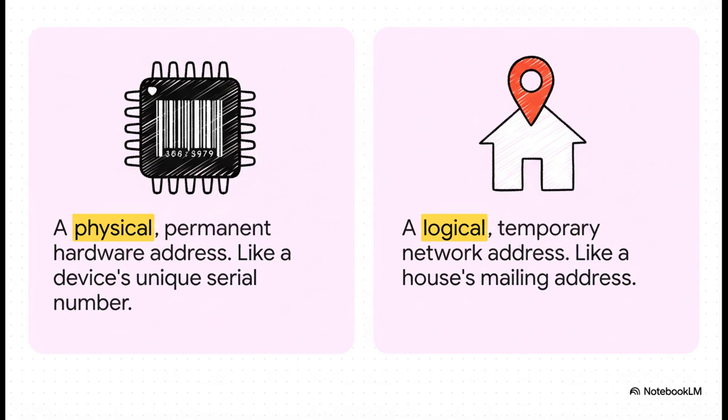First, there's the MAC address. Think of it like a permanent serial number that's burned into the hardware when it's made. It never, ever changes. Then there's the IP address. This one is temporary, and it's assigned when the device joins a network. So the MAC address is like your device's unique identity, and the IP address is like its current mailing address.